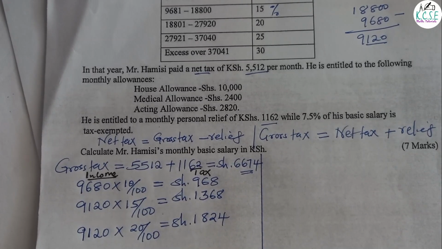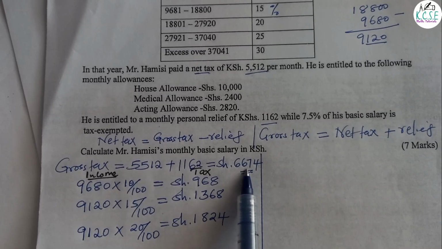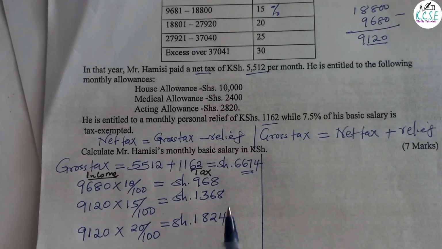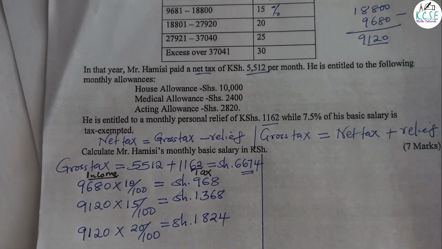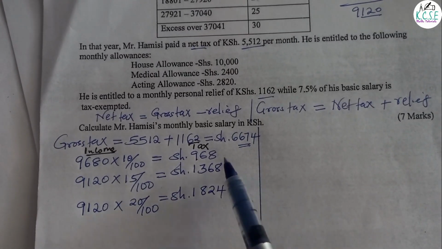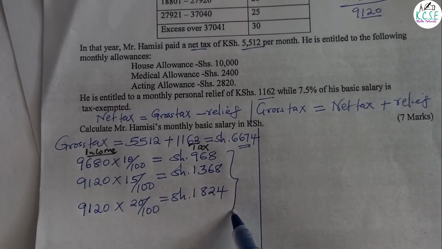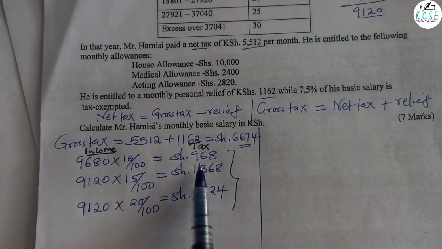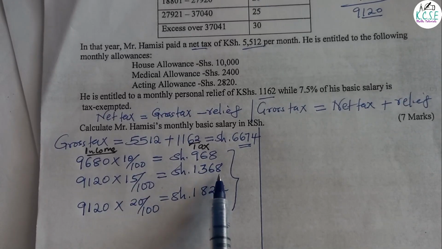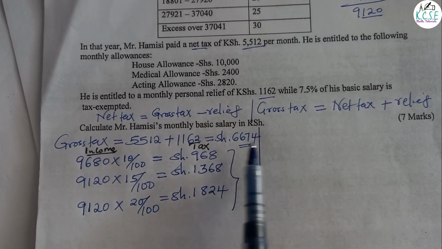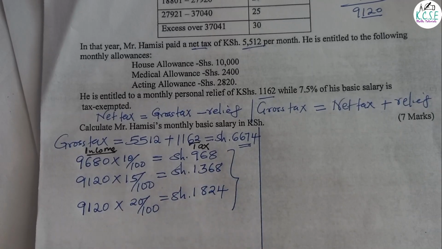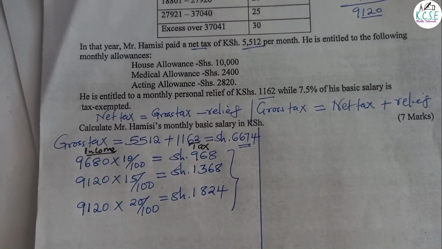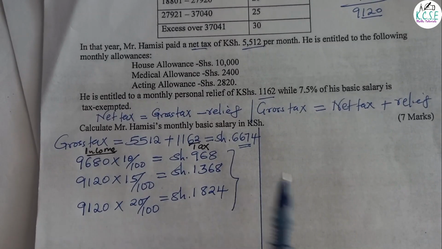So you can add just to see whether you're close to these, or whether you go to the next slab. You should not exceed the tax. So these figures that we are adding here, when you add everything, it should not exceed 6674. So when you add 968 plus 1368 plus 1824, it should not go beyond this figure that is here. When I add these, I still see I need to go to the next slab.